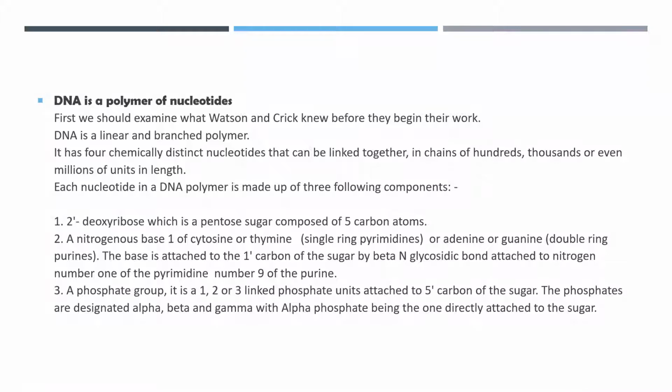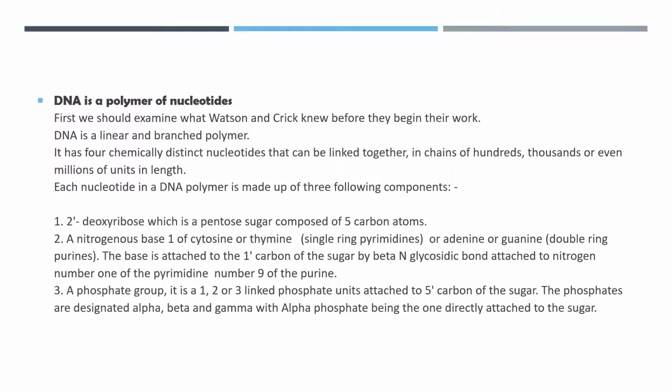First, 2'-deoxyribose, which is a pentose sugar composed of 5 carbon atoms. Second, a nitrogenous base, one of cytosine, thymine, adenine, or guanine. The base is attached to the 1' carbon of the sugar by a beta-N-glycosidic bond, attached to nitrogen number 1 of the pyrimidine or number 9 of the purine.